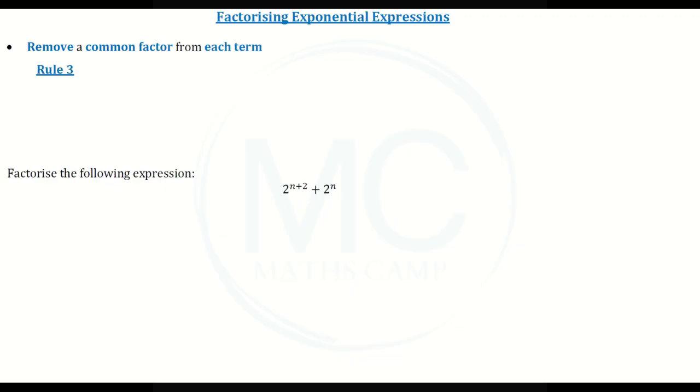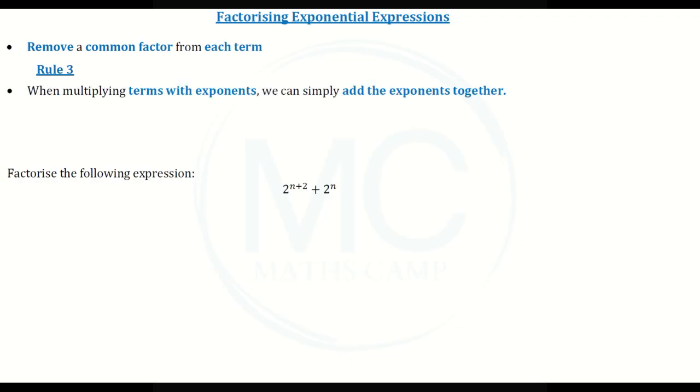The third rule of exponents tells us that when multiplying terms with exponents, we can add the exponents together. Here we have 2 to the power of n multiplied by 2 squared. The bases are the same, so we can say n plus 2, and we get 2 to the power of n plus 2. Now, this idea also works the other way around, meaning that we can split the exponents. So if we have 3 to the power of n plus 4, we can split it into 3 to the power of n multiplied by 3 to the power of 4. And we're going to use this idea to factorize this equation down here.